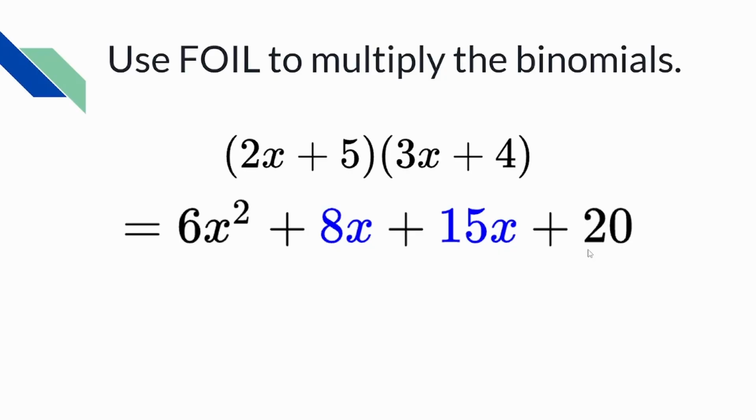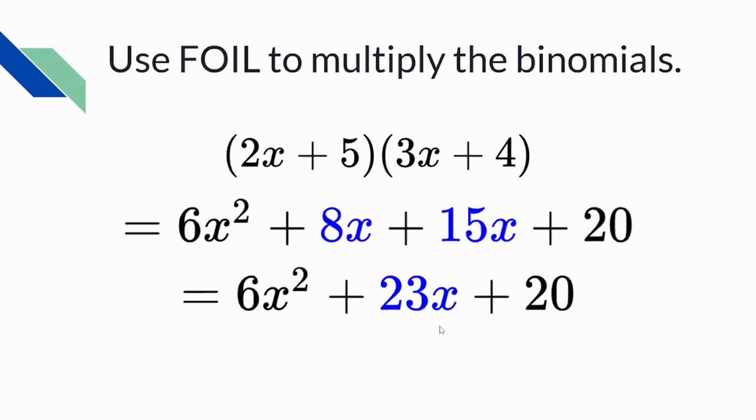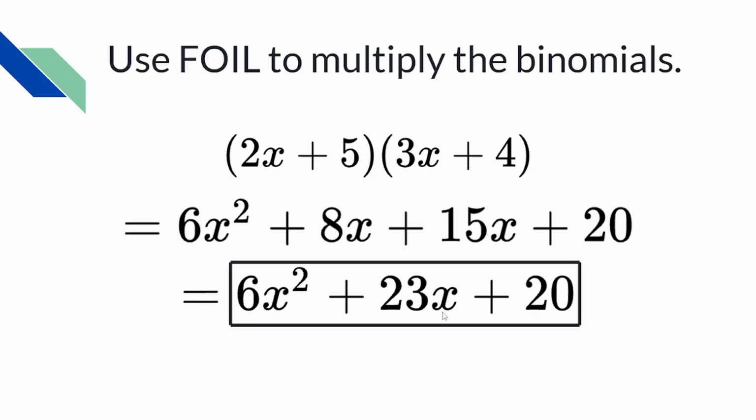So then we notice that the two terms in the middle are like terms. 8x and 15x are like terms. So we know how to add those. And we get 23x in blue here. So my solution is 6x squared plus 23x plus 20.